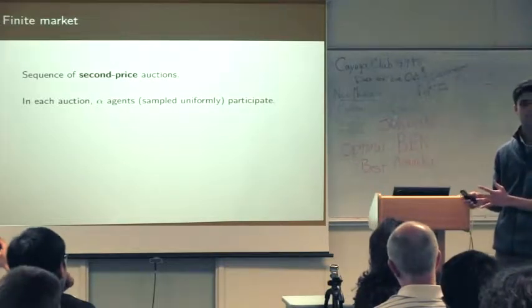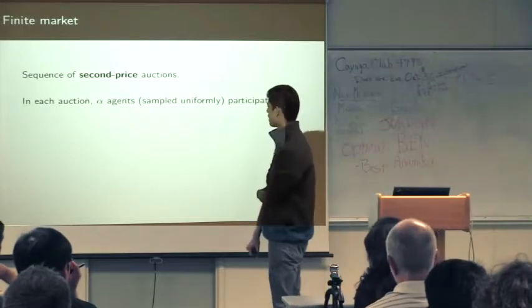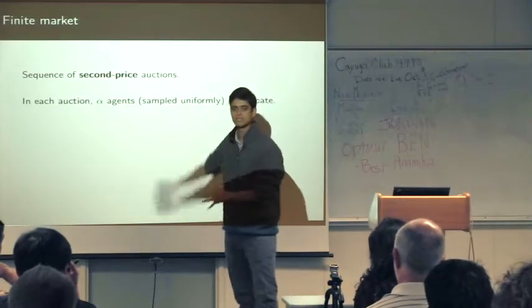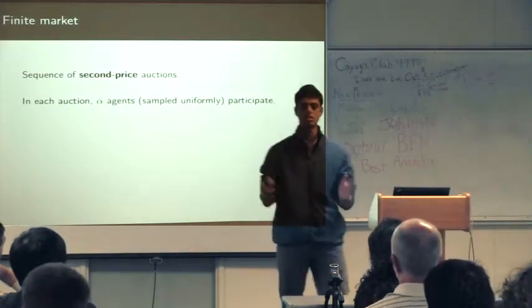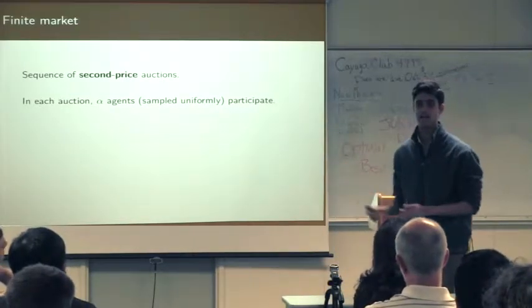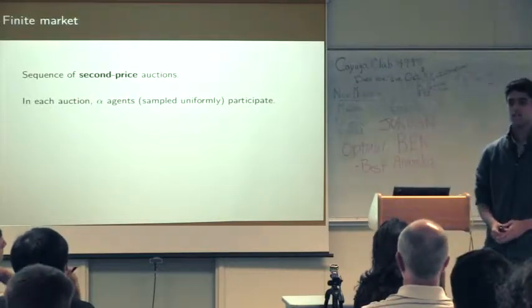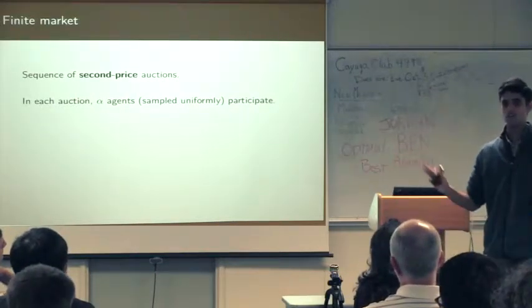You can assume this restriction to a subset is an exogenous way of modeling these other constraints that they may have. And we assume that the size of this subset is fixed, and in each auction alpha agents are chosen. This is just for making analysis simpler. You can actually assume that this is some random quantity, as long as it's bounded above, it's all fine.